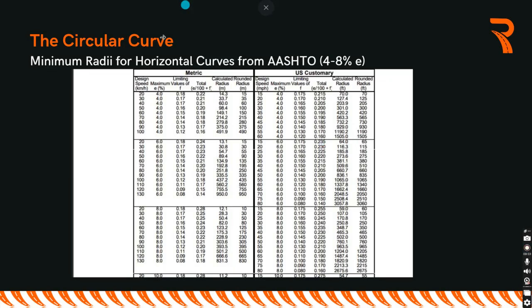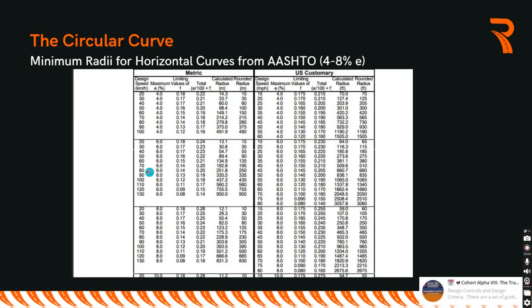Very important to note. But again, the AASHTO Green Book makes it easy for us to see that. So for example, for a design speed of, let's say, 50 kilometers per hour, you can see the maximum super elevation is 4%. The limiting value, that is the coefficient of friction, is 0.16, and you can see the recommended radius is 100. If you calculate, you're getting 98, and then you get 100 when you round it off. So that is what it expects you to work with.